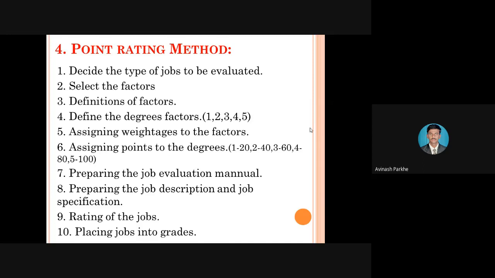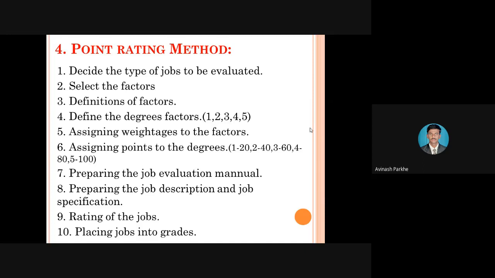So like that, gradings are to be given. Similarly, in case of point rating methods, we are giving the degrees. So first degree, second degree, third degree, fourth degree, fifth degree. So like that, this particular degree is defined. But before that, first of all, we have to decide the weightage of each and every factor.